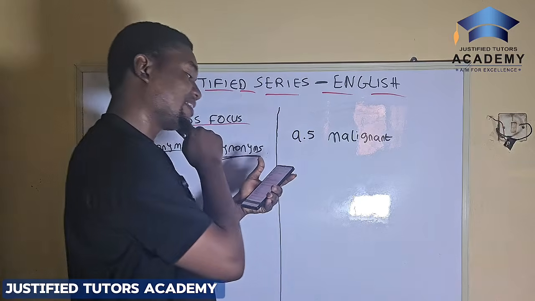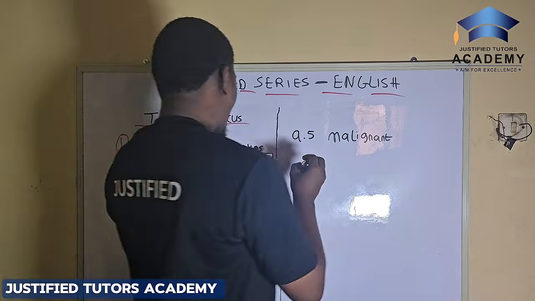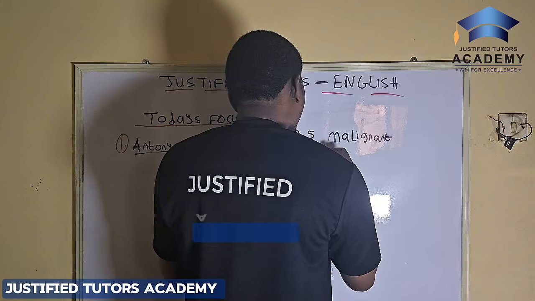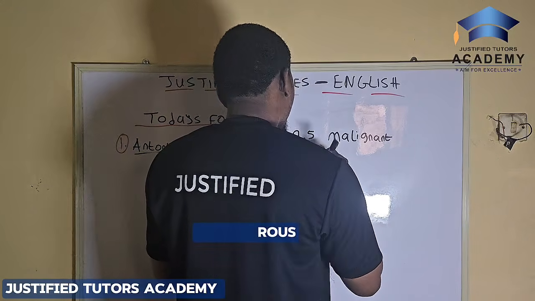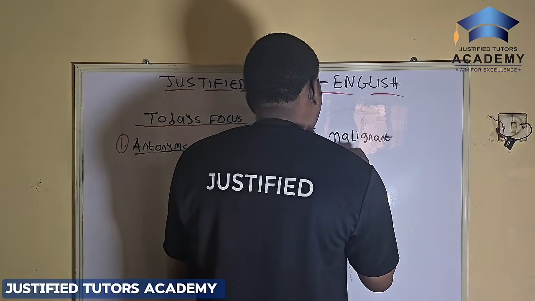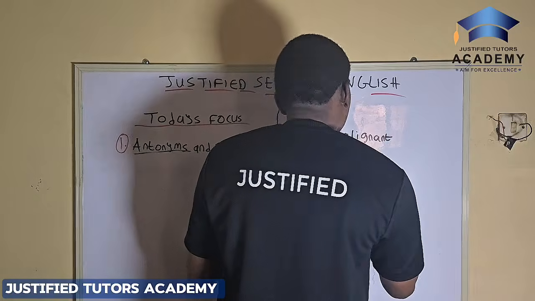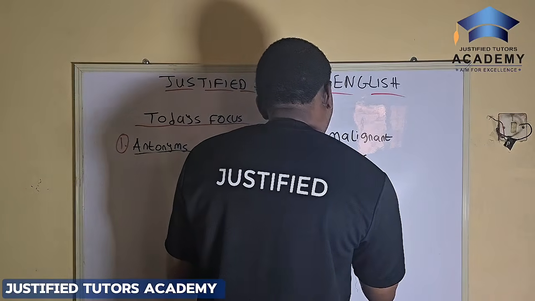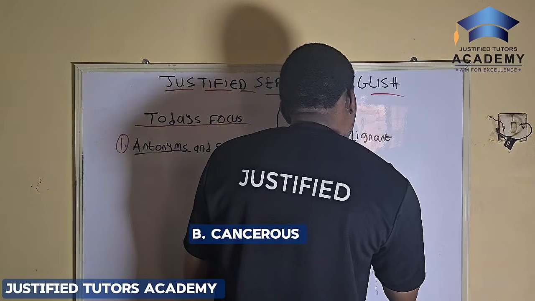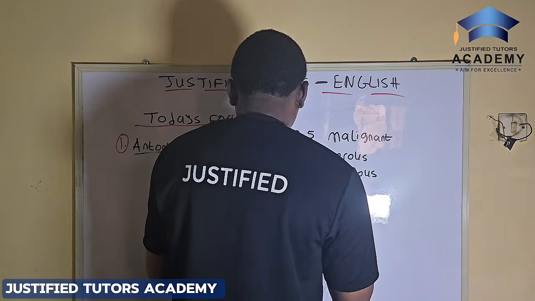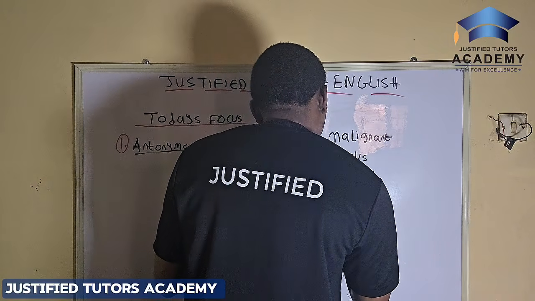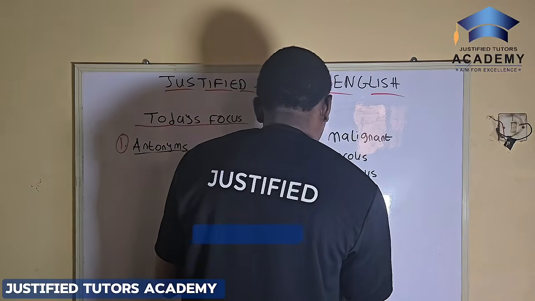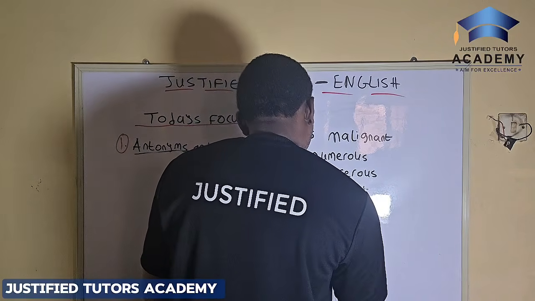All right. And the options here are: Option A is numerous. Option B is serious. Option C is dominant. And option D is benign.